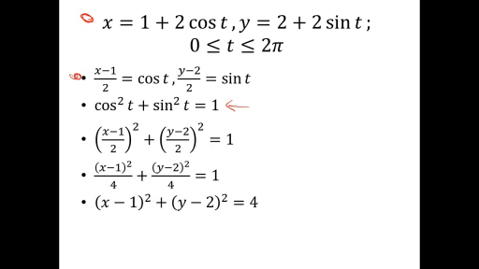So anytime you have sine and cosine for both functions, sine t and cosine t, you're going to be using the Pythagorean identity of sine squared plus cosine squared equals 1. Same thing with any of the other trig identities that we have. You can still be using it. So this would be a circle with a radius of 2, and the center is at (1, 2).